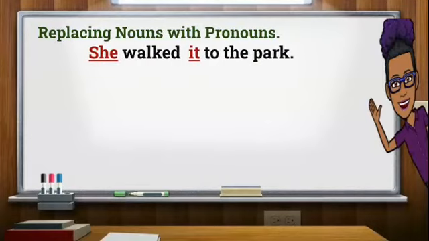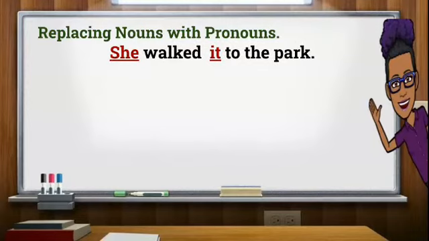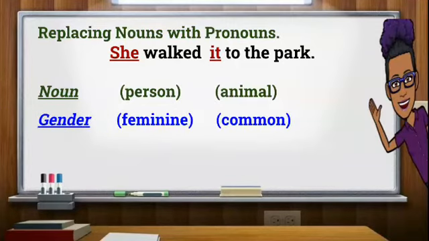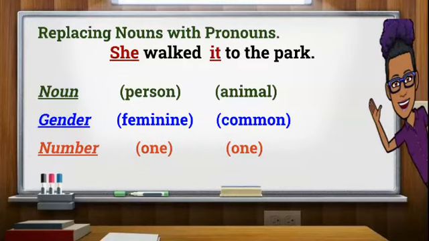So the sentence, she walked it to the park. Just comparing the information that we had when we were using a noun, here we have the personal pronouns providing us with the same information. We know it's a person, a feminine gender, and one, so she gave us that information. It's an animal, common gender, and it refers to one.